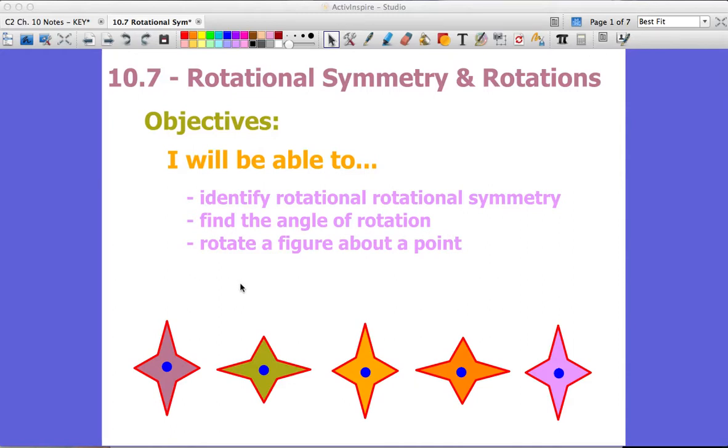Welcome to Lesson 10.7, Rotational Symmetry and Rotations. Today we're going to talk about how to identify rotational symmetry, how to find the angle of rotation, and how to rotate a figure about a point.